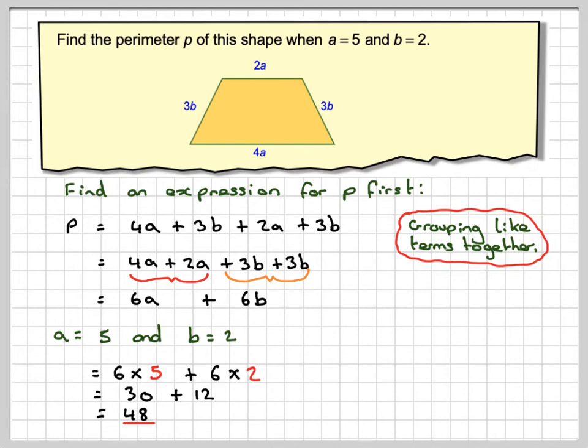So this has been a video to show you how to find the expression of a shape and then use it to find the perimeter when you've got certain values of A and B.